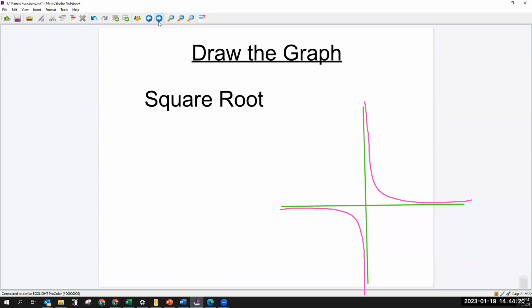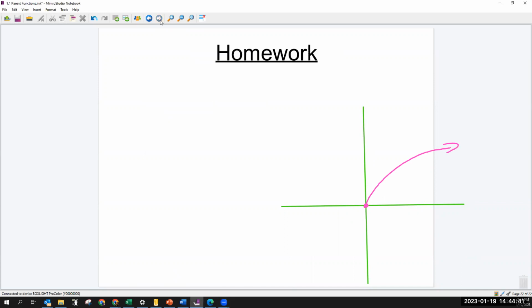Square root. Pause video, try square root. So square root's kind of the weird one, that it starts at a point and then kind of a half a parabola going off that direction. All right, perfect.